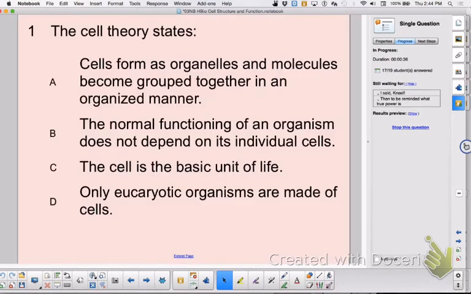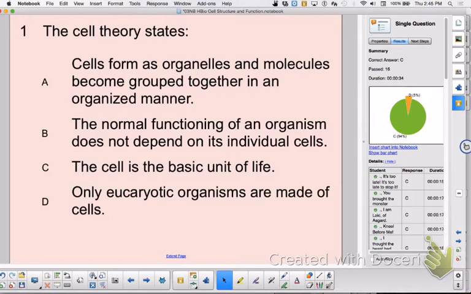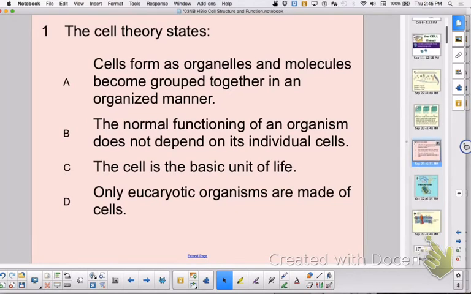Okay, that's all I am patient for. Aww. Only eukaryotic organisms are made of cells? Please. Who's made of cells? Everything. Atom, molecule, organelle, cell. Okay, that was scary. I think that was an AP student as well.